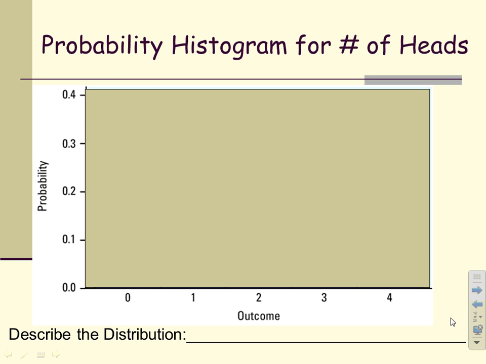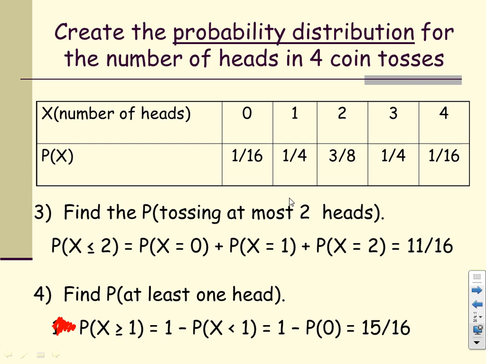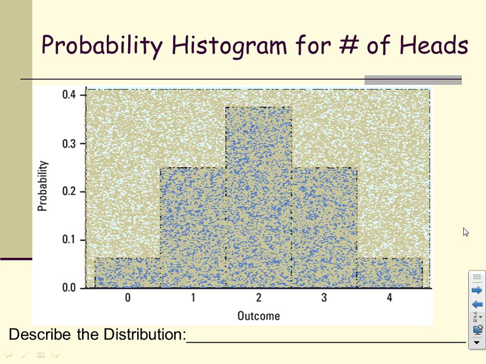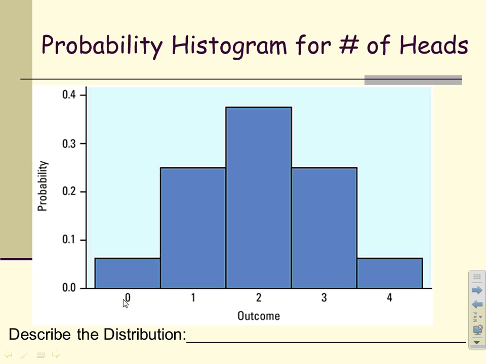Now, once we have that distribution there, again, looking at the probability distribution right here, we can make a histogram to represent it. And that's what we see here. We see the outcomes here, 0, 1, 2, 3, and 4, and the probabilities associated with each one of those. And obviously, getting 2 heads out of 4 is the most likely event, 0 and 4 the least likely events.